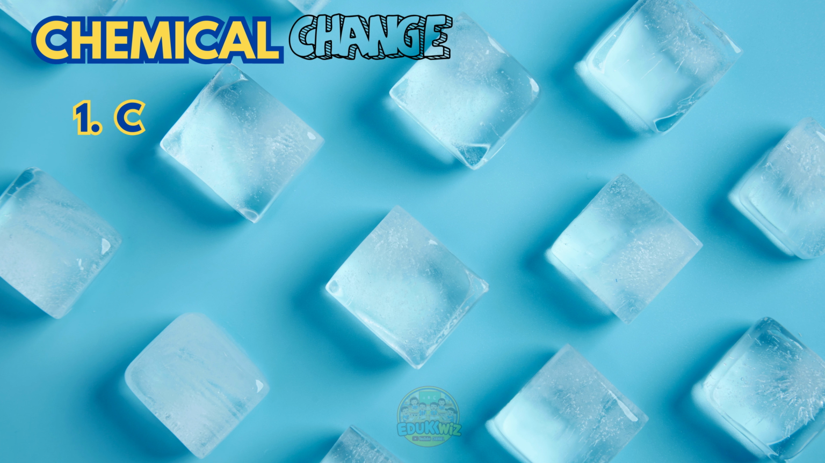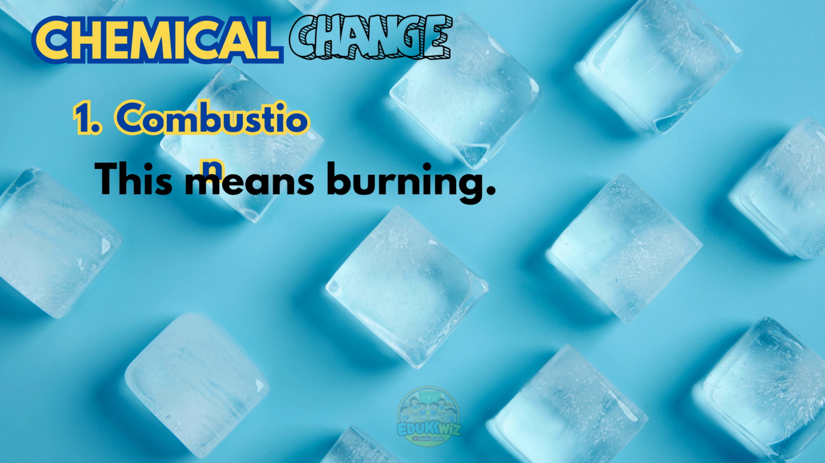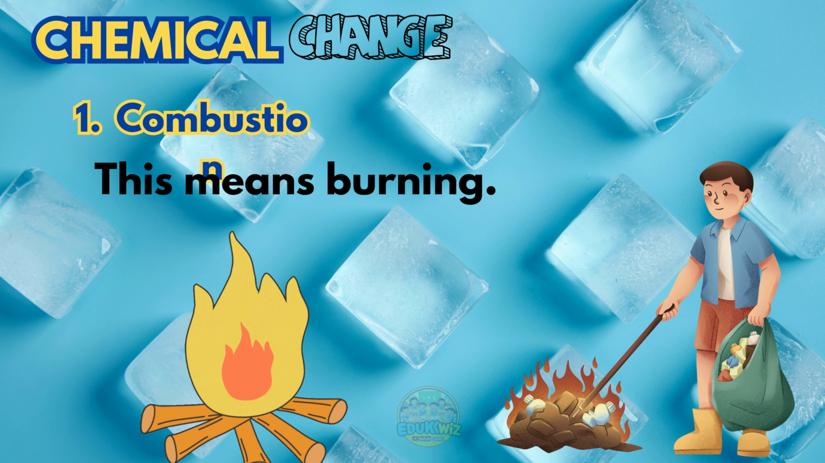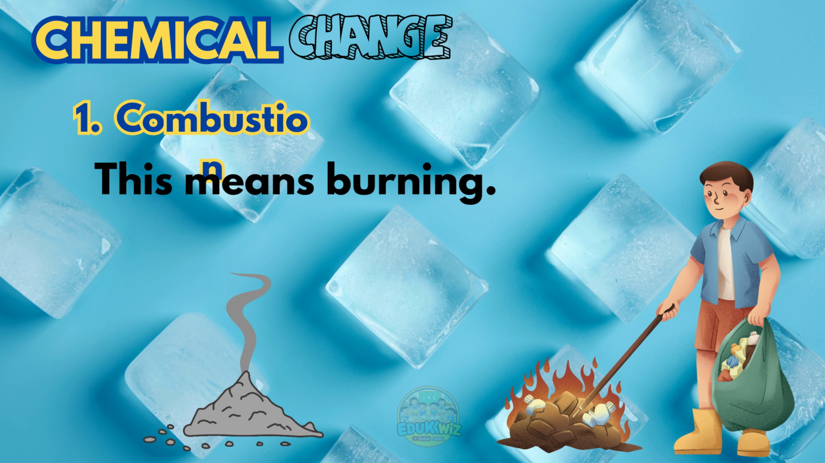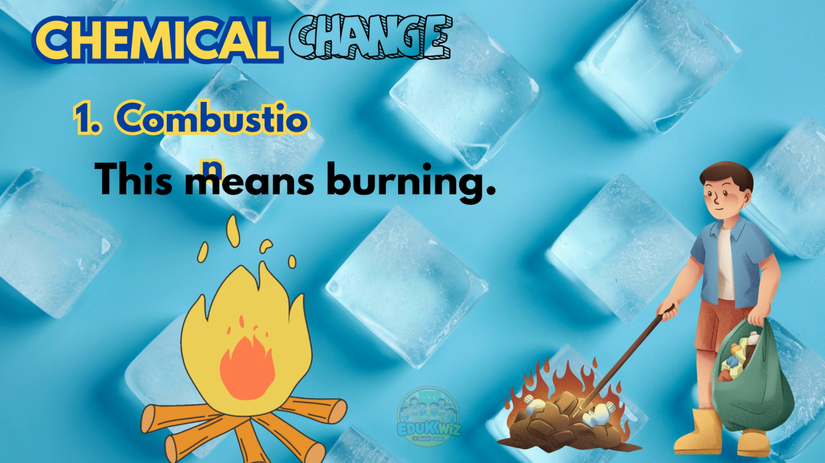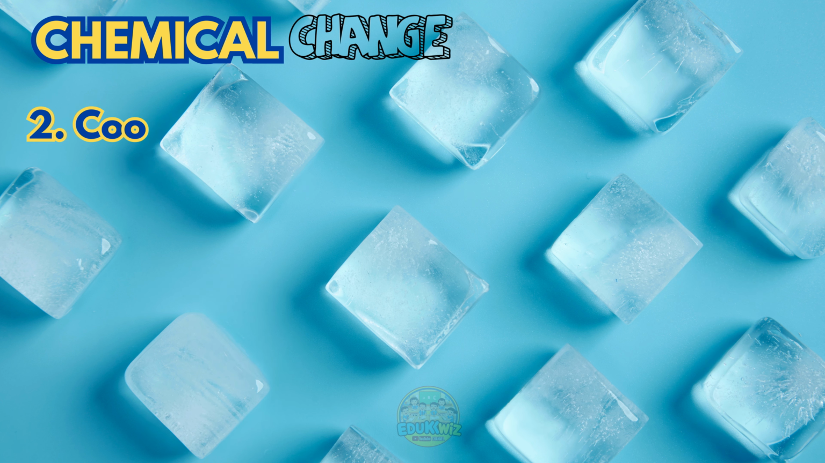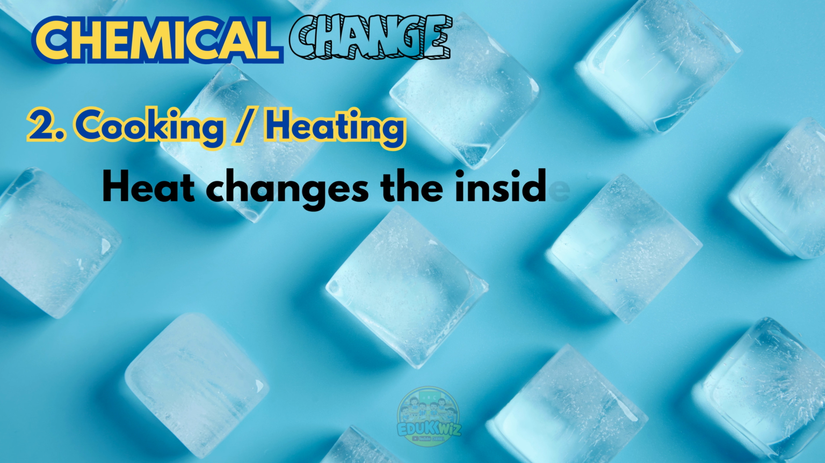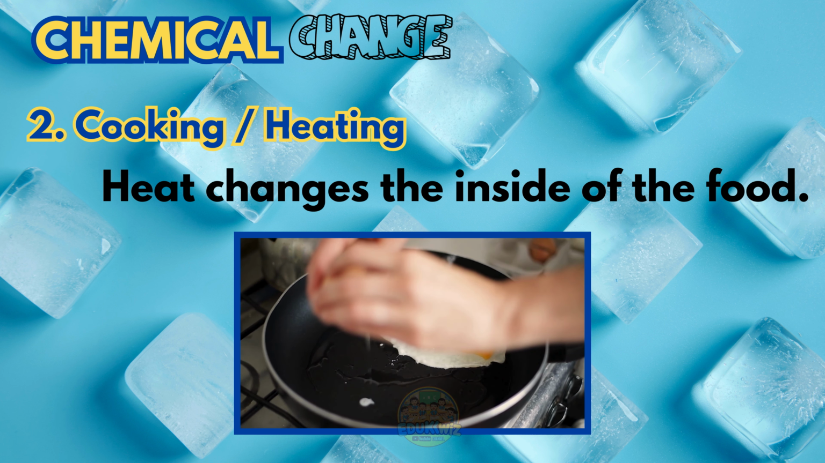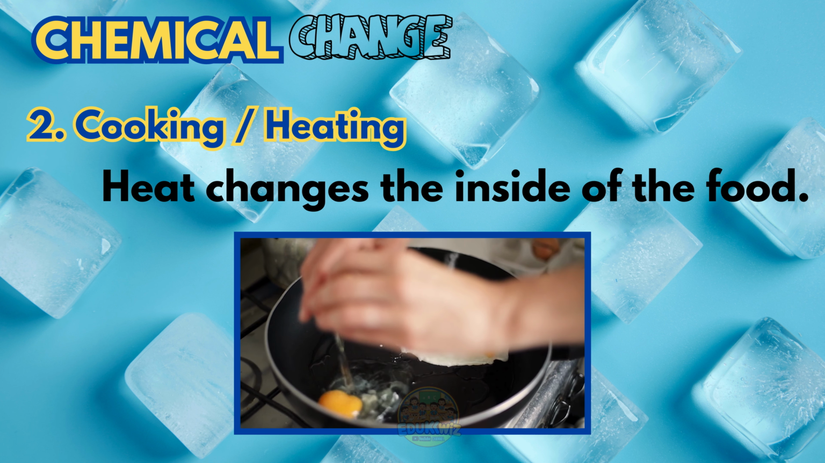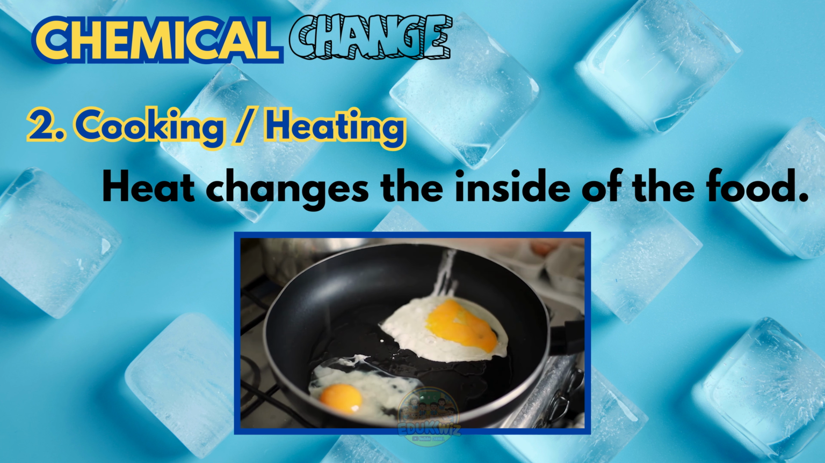Number 1 is combustion. What it is. This means burning. Example: burning wood, paper, or a candle. What happens? The material turns into ash, smoke, and gas. It becomes something new. Number 2 is cooking or heating. Hey, it is not just physical. What it is. Heat changes the inside of the food. Example: frying an egg, baking a cake. What happens? New smells, colors, and textures form. You can't change it back to raw.